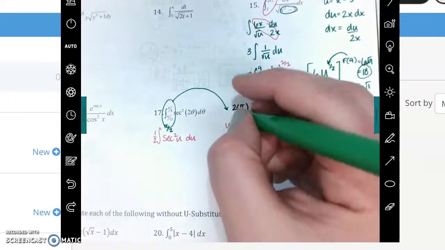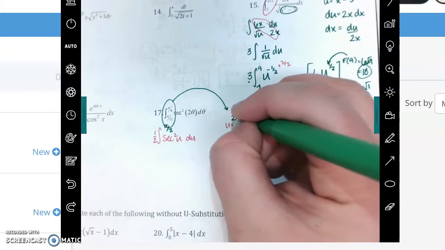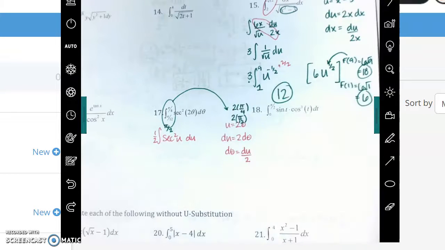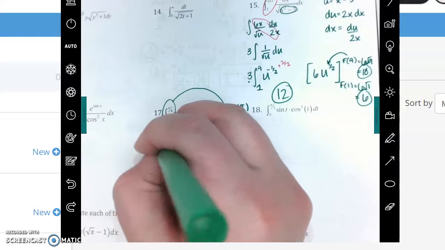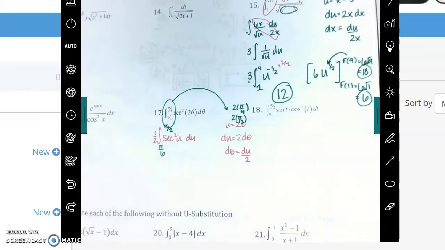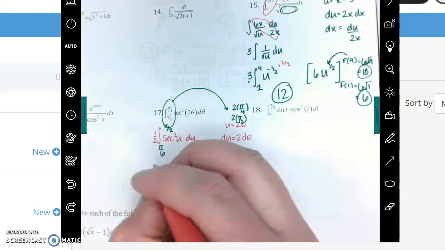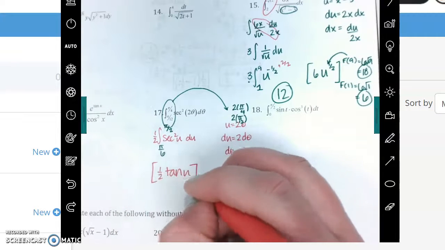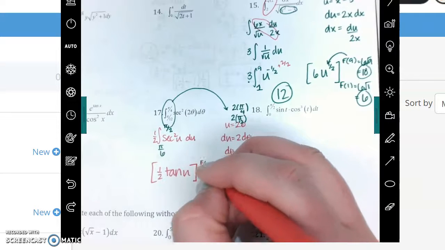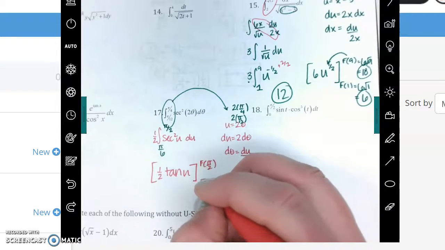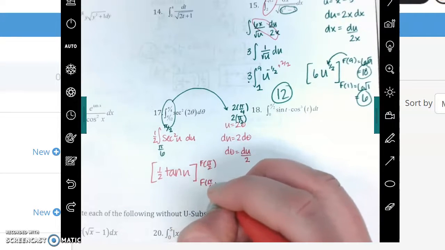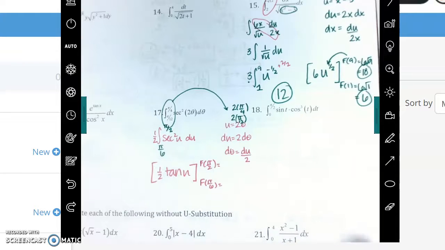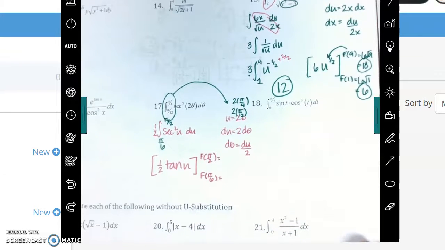And then pi twelfths times 2 is 2 pi twelfths, which is pi sixths on the bottom. Then what is the antiderivative of secant squared? Tan. So it'll be a half tan u, plugging in pi halves, and then pi sixths, and then subtracting those results. Does that all make sense?